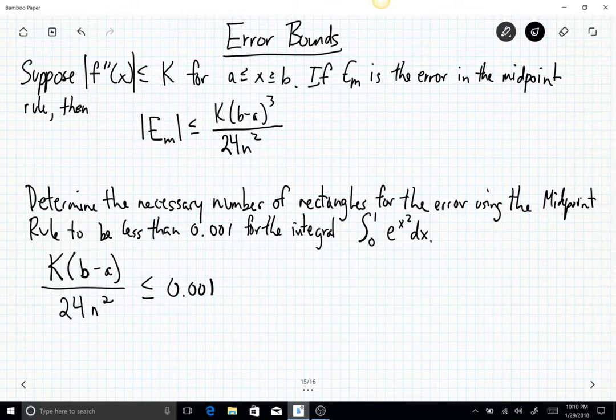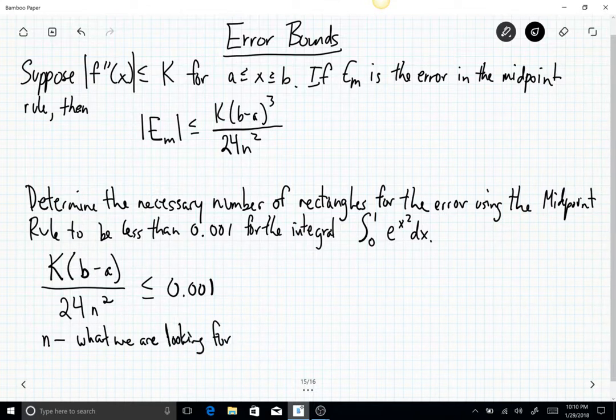And notice we can do some solving here. It's not too bad. 24 is a constant. K has to be a non-zero constant because we're talking absolute value. And b minus a, we can solve for that. So for example, n is what we are looking for. In this case, a equals 0 because it's the bottom bound. b equals 1. For K, we need some work.